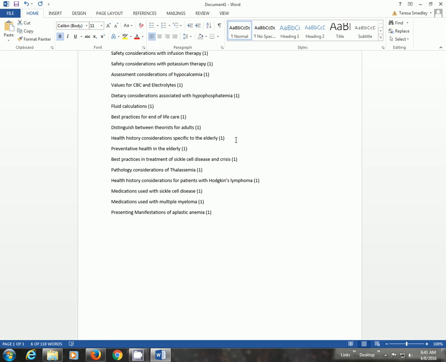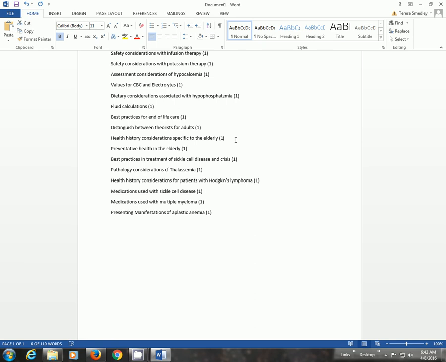Medications that are used during sickle cell disease, you need to look those over, the ones that are listed in your med-surg book. Okay. Also, your medications that are used in your multiple myeloma, and those will be the ones that are discussed in your med-surg book. I'm not expecting you to go back and look at everything in your pharmacy book. Okay.